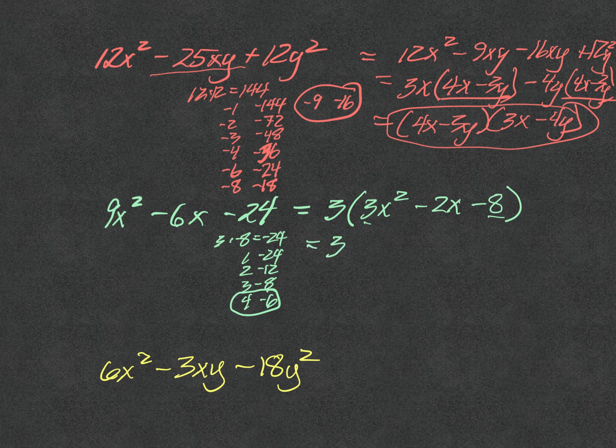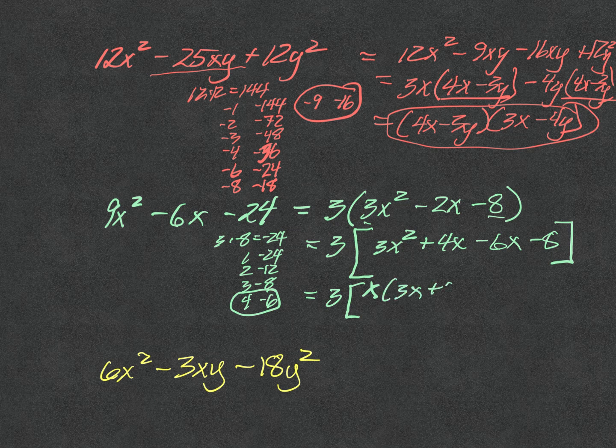So then this 3, I still keep the 3, and then I'll just do a bracket now, and I'll write 3x squared plus 4x minus 6x minus 8. And then now I'll do the grouping on the inside. That's why I have the bracket. So on the inside, I get an x times 3x plus 4 minus a 2 times 3x plus 4. Okay?